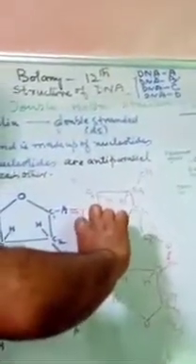This distance is equal to 34 angstrom, and in this turn there are 10 base pairs. I have drawn only two, but in each turn there are 10 base pairs, and each has 3.4 angstroms. We calculated 34 divided by 10, which is 3.4 angstrom, the distance between two consecutive nitrogen bases.